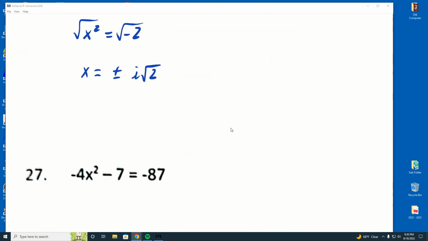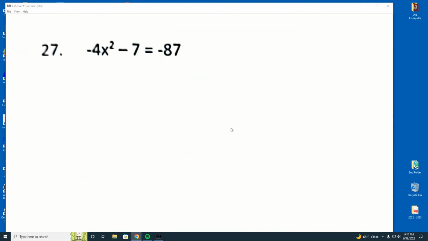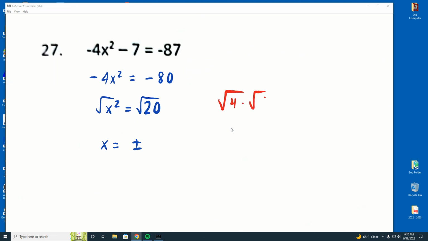All right. Continuing on, number 27, we're going to add 7. Negative 87 plus 7 is negative 80. Then I'm going to divide by negative 4. Negative 80 divided by negative 4, the negatives cancel, and it comes out to just 20. Then I'm going to take the square root. I'm going to add plus or minus to my answer. And 20 is not a perfect square, but kind of like the last one, the biggest perfect square that goes into 20 is 4. And it goes in there 5 times.